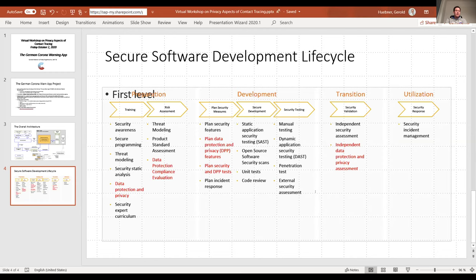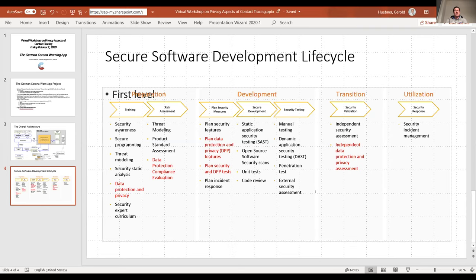We have the data protection compliance evaluation, which is partly done during the threat modeling. And then we hand it over to the planning of security and data protection measures and features to ensure that we follow our requirements and plans. We also plan the testing, which is pretty important to ensure that we're not falling into pitfalls at the end of the development lifecycle, which would be highly costly. And then we proceed with the secure development. So at the end of the Corona One development, we had more documentation written than lines of code.